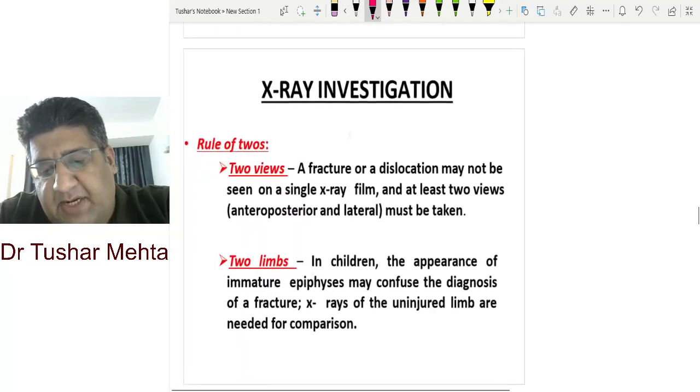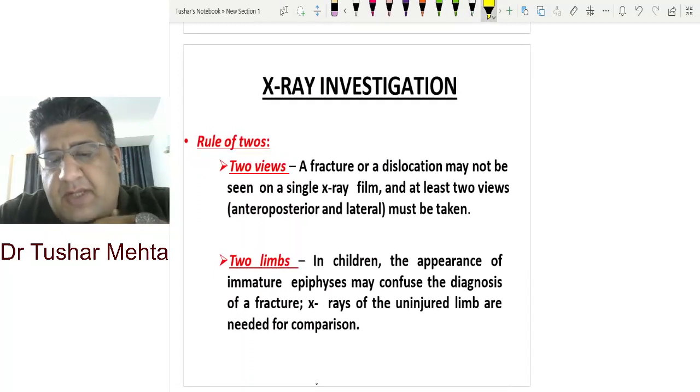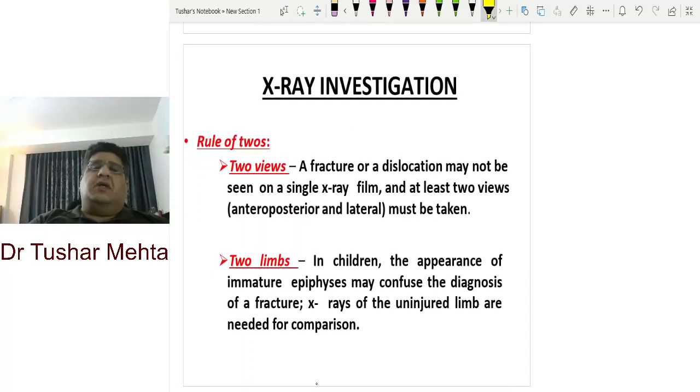As I said, my dear friends, we will talk about an X-ray. Now here we are talking about an X-ray. X-ray is the most basic investigation, I must say. X-ray is the most basic tool in my armamentarium, and a visit to an orthopedic surgeon is not complete without getting an X-ray.